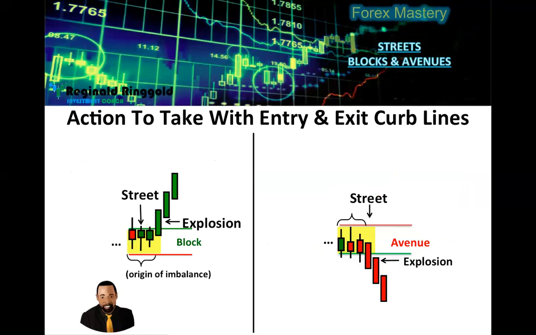Now, moving on to streets. On the left, we have a block. On the right, we have an avenue. Now, we have different types of streets. We have continuation Ave, we have reversal Ave. We have continuation street, we have reversal street. I'm not going to talk about the different things that qualify them to be good. I'm mainly going to talk about what they are. Does that make sense? So you know what we're talking about. You follow me?